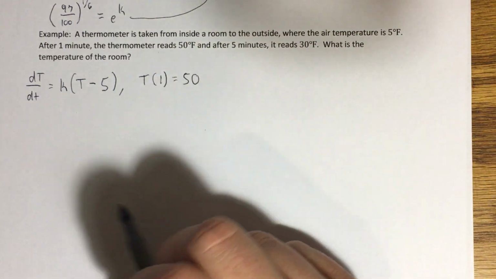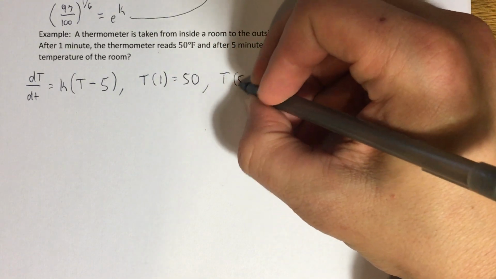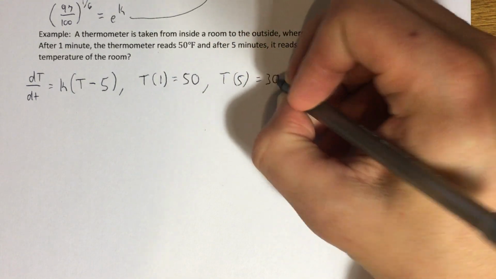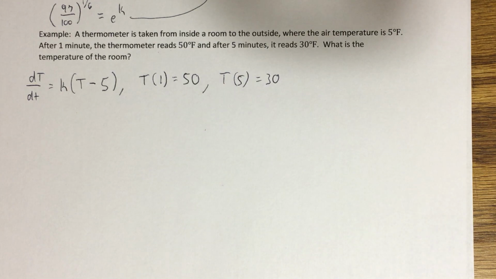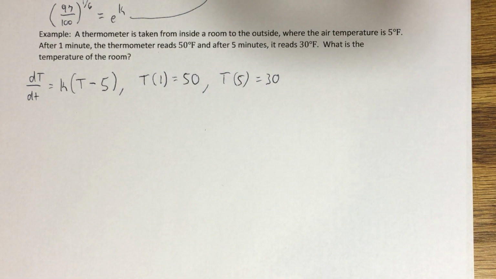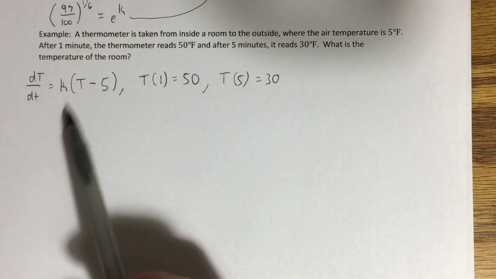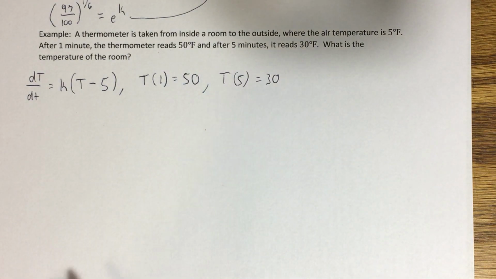Remember, the output represents temperature. Additionally, we're also told that T of 5 is equal to 30. Once again, the reason why we need 2 of these as opposed to just 1 initial condition, which is usually what you need, is because in addition to the constant of integration that's going to pop out when we try and solve this, we also have this unknown constant of proportionality. So that means we have 2 unknowns as opposed to just 1.